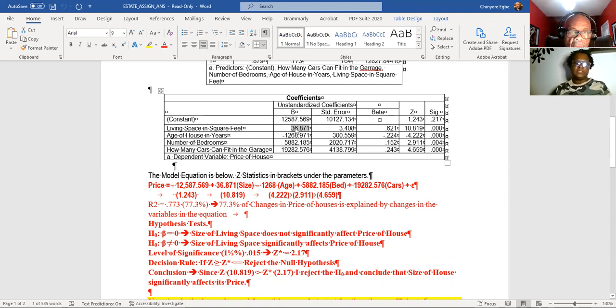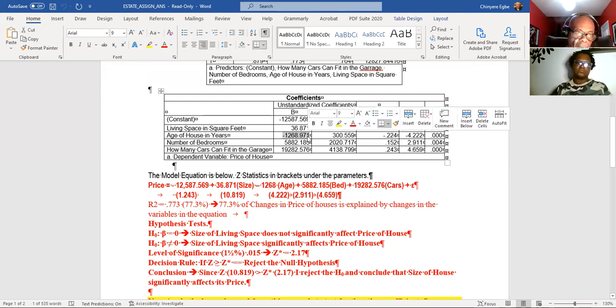Okay. So this is what this means, and this is why you see it here. The price of the house can be estimated by 12,587 plus 36.871 times the amount of living space in square feet. And so that means that for each additional 1 square foot of living space, the price of the house will increase by $36.